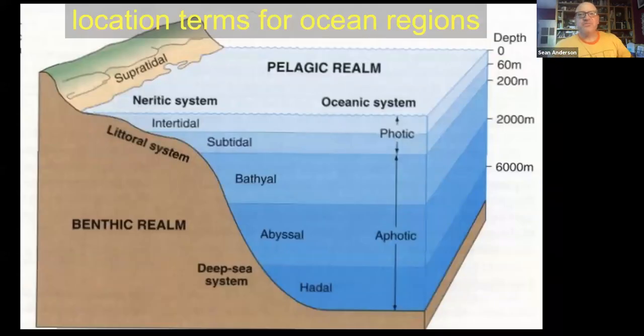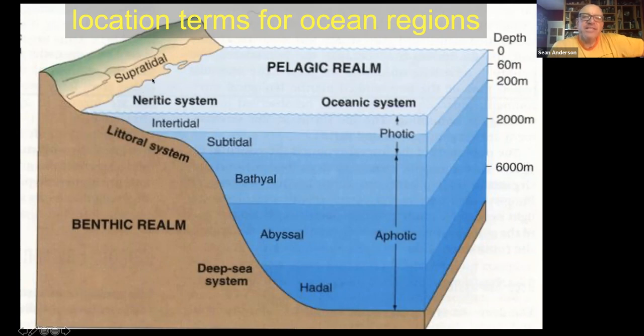So here are some terms for where we are based on the region that we're talking about. Here we have the littoral, or the coastal zone. The area that's above mean higher high water, above the tide line, we would call supratidal, above the tides. The area between the highest high tide and the lowest low tide is the intertidal, the between-tide region. And the area that is below the lowest tide would be subtidal.